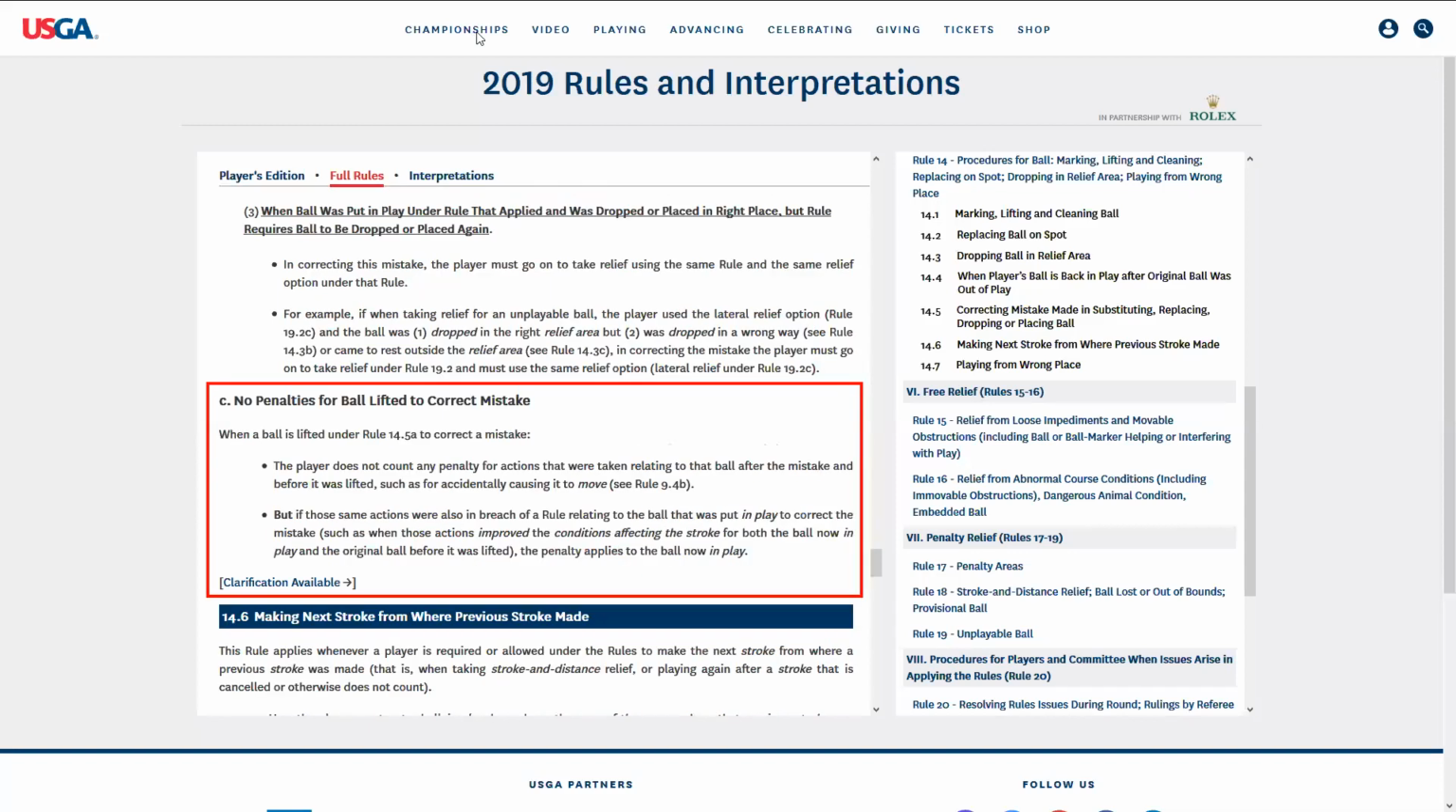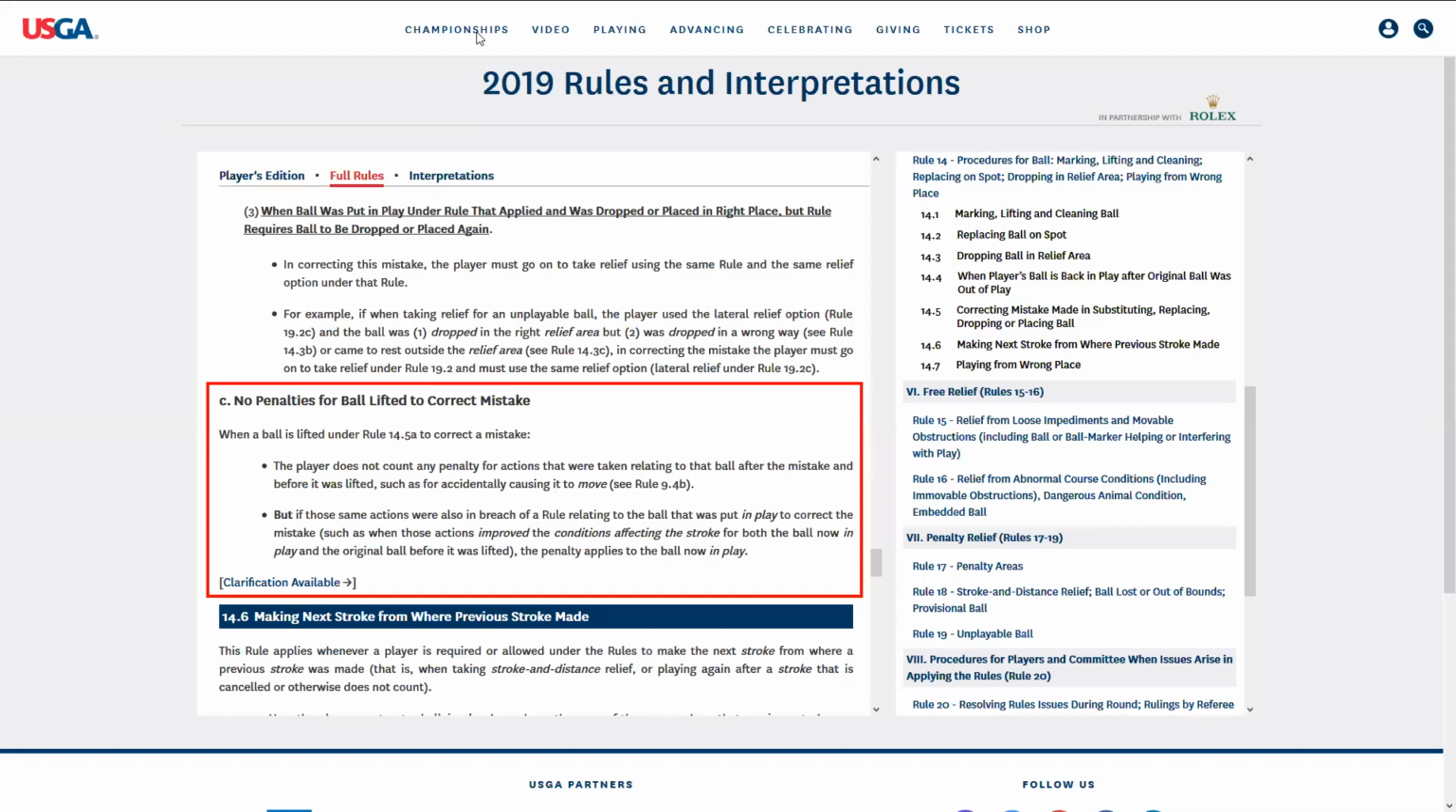No penalty for ball lifted to correct mistake. When a ball is lifted under 14.5a to correct a mistake, and we're going to see this is a change, the player does not count any penalty or actions that were taken relating to that ball after the mistake and before it was lifted, such as for accidentally causing it to move.